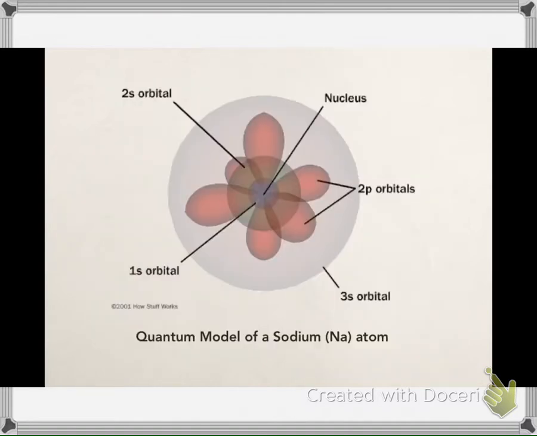Okay, so I'm just going to start by showing you a quantum model. This is going to seem a bit overwhelming, but just follow with me as you can, all right? So you've got the nucleus dead at the center. You can't even see it, it's so tiny. This is a quantum model of sodium. So let's talk about sodium. Sodium is number 11 on the periodic table, which means it has 11 protons and 11 electrons.